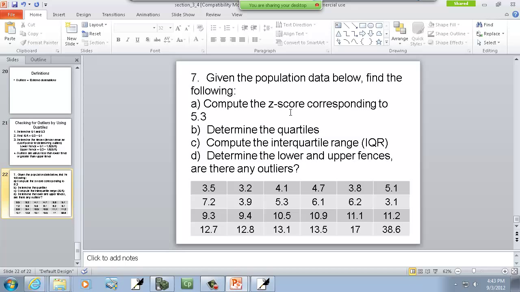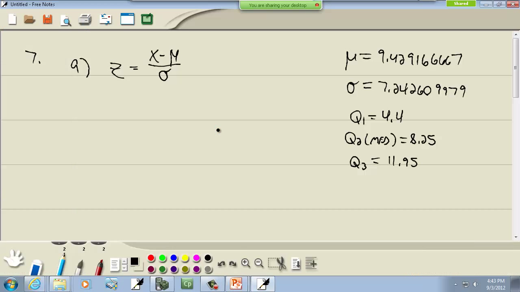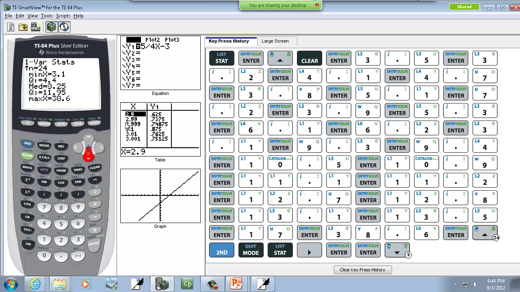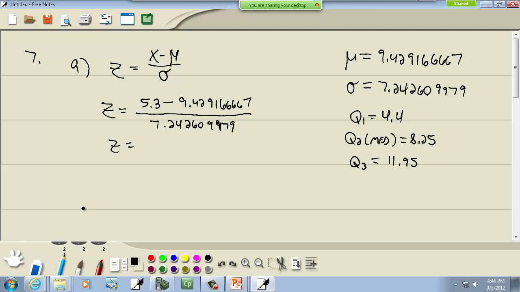Compute the z-score first, corresponding to 5.3. So we got our 5.3 minus our mean, which was 9.4296, divided by our standard deviation, 7.2426099979. Okay, I don't want to work that hard. That's a lot of numbers to type in. We just did one of our stats, so I'll do a beginning parentheses. And we got 5.3 minus, and this was mu, our population mean.